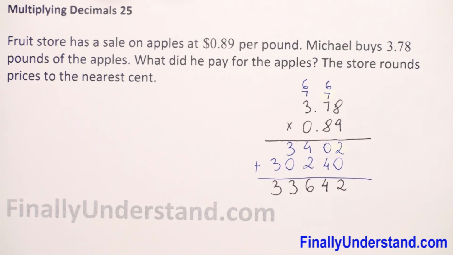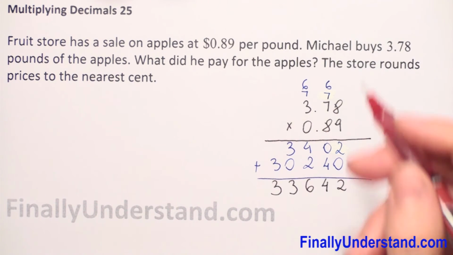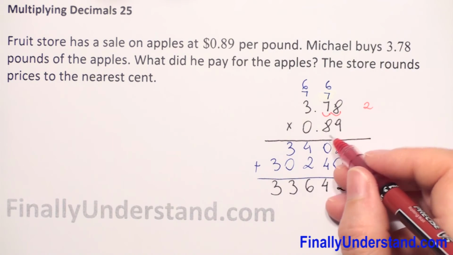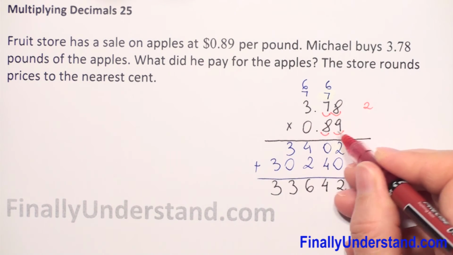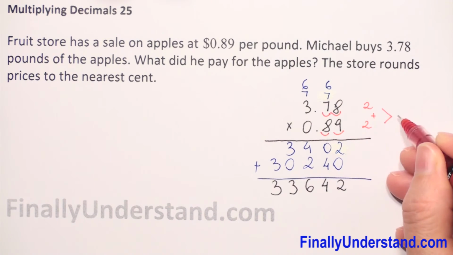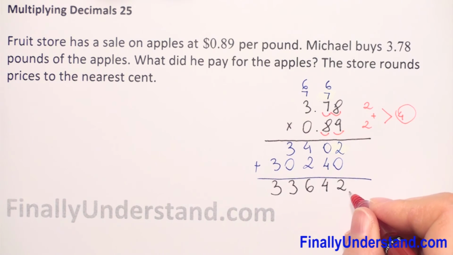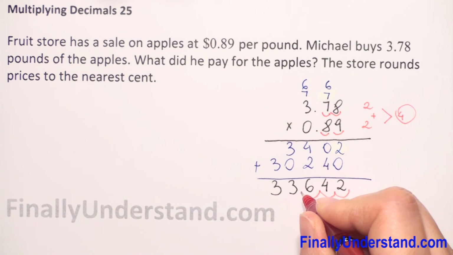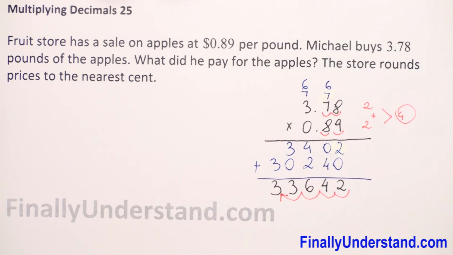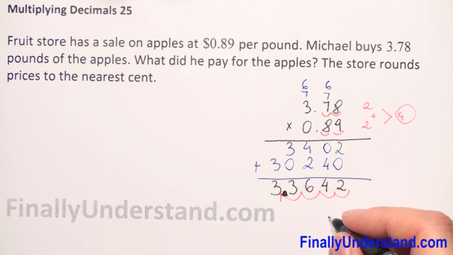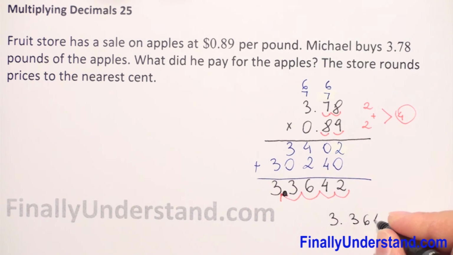What next? Because we have decimal numbers, we have to count the decimal places now. In the first number we have 2 digits after the decimal point, so we have 2 decimal places. In the second we also have 2 digits after the decimal point, so 2 decimal places. 2 plus 2 is 4, so in our solution we need 4 decimal places. We count from right to left: 1, 2, 3, 4. So the decimal point will be between 3 and 3. So we got 3.3642.